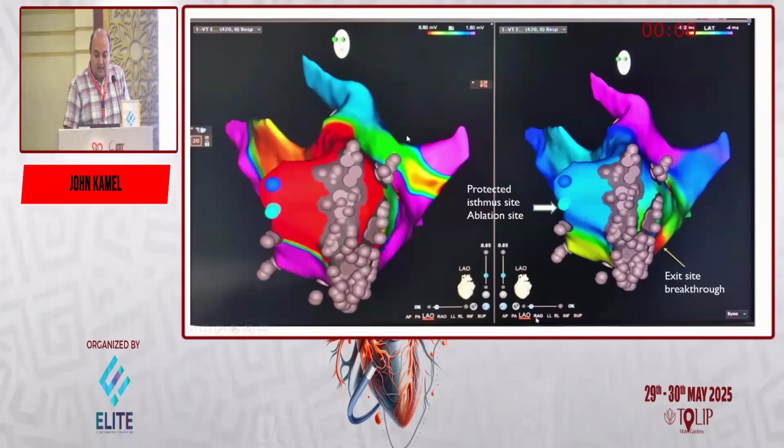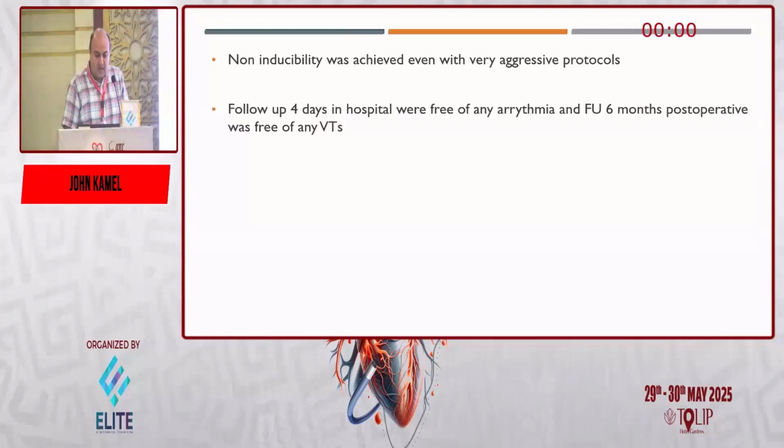And here is the ablation point, just one ablation point. This is the exit site, and this is the successful ablation point. You can see how far away it is from the exit. I guess this is the protected isthmus, the inlet of the protected isthmus at the anterior edge.